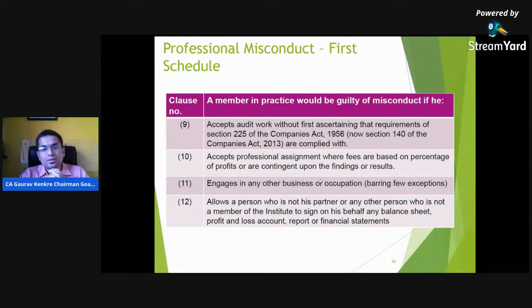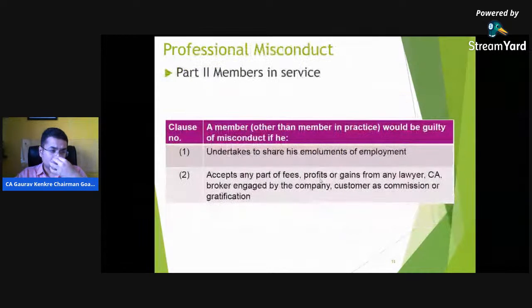Engaging in any other business or occupation also is prohibited except in a few exceptional situations, like if you have some family business. Then with the permission of the ICAI you can get into this kind of arrangement. And of course, it is misconduct to allow a person who is not a partner or employee of the member to sign on his behalf. If you let someone else sign accounts on your behalf, it's a professional misconduct.